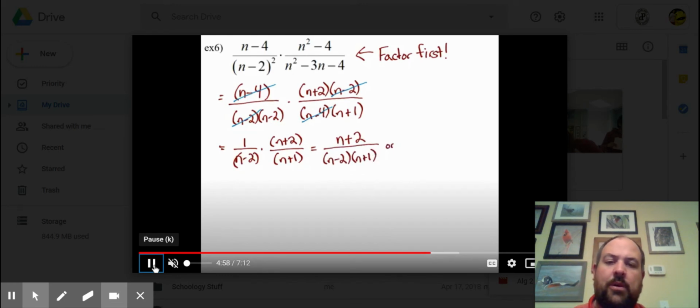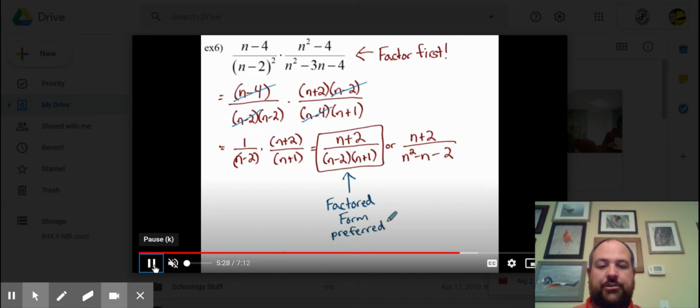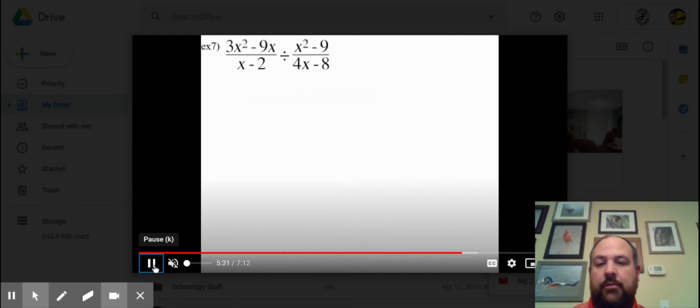Although technically, you will see in some cases, some people will redistribute, and they'll make it n plus 2 over n squared minus n minus 2. But in most cases, I'm going to leave my answer in that first answer form because that is my factored form. And that's actually the preferred form because we took the time to already break things down. Just like we did last week, we said we're breaking something down. We don't necessarily want to go ahead and redistribute, undoing the work that we just did. So the factored form is probably going to be preferred.